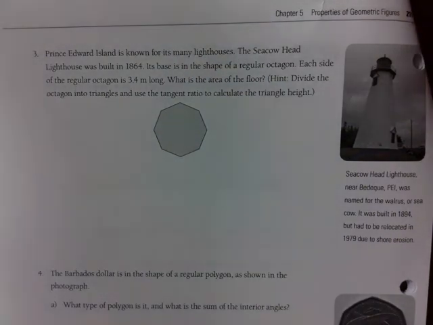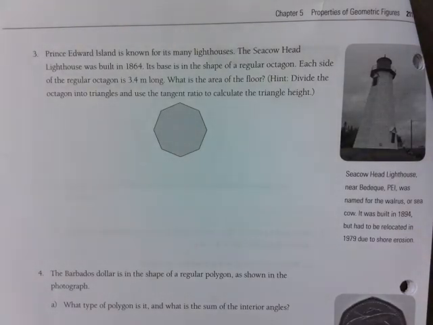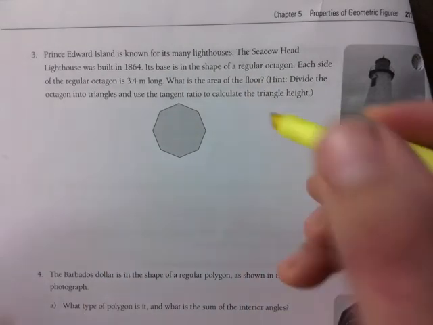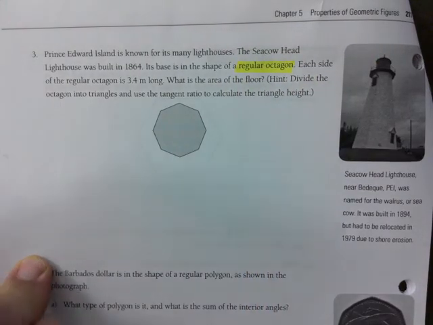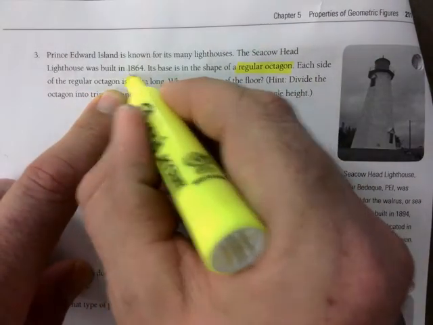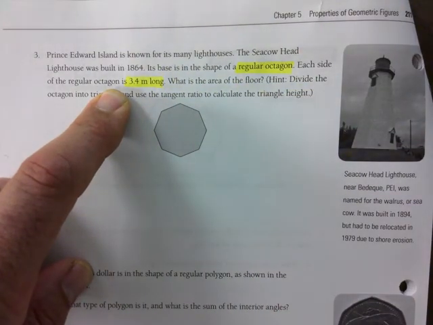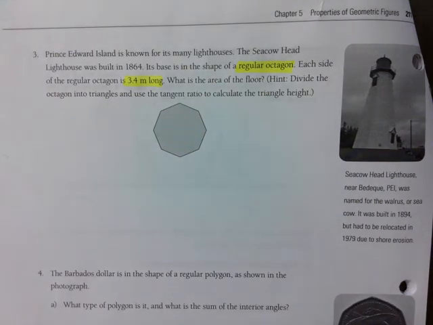So Prince Edward Island is known for its many lighthouses. Sea Cow Head Lighthouse was built in 1864. The base is in the shape of a regular octagon. Each side of the regular octagon is 3.4 meters long. What is the area of the floor? Have we done areas of polygons? But you can cut them up into triangles, can't you?